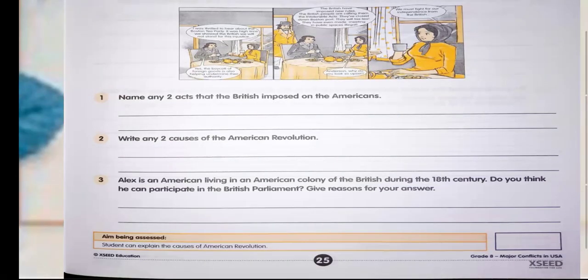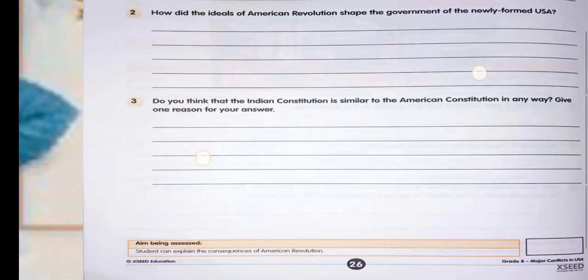Okay. Now question number third. Alex is an American living in an American colony of the British during the 18th century. Do you think he can participate in the British Parliament? Give reason for your answer. No, I think Alex will not be allowed to participate in the British Parliament. The British believed that the Americans were their subordinates. The British felt that they had the authority to make laws for all their colonies without giving them any representation in the British Parliament.